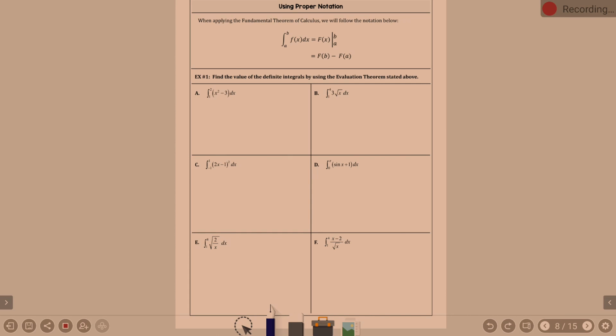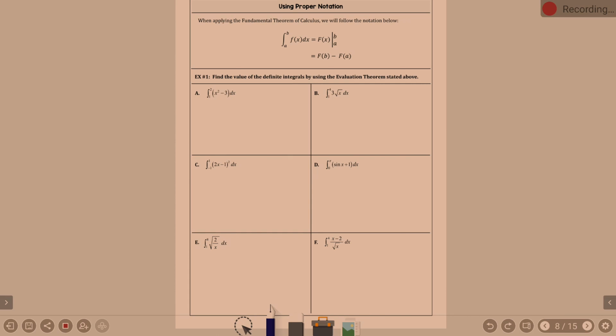Our goal will be to resist the calculators. You're going to love it. So, when applying the fundamental theorem of calculus, we will follow this notation. What's usually done is you take the antiderivative, capital F of x, and then we put a bar, which means evaluate, and we're going to evaluate it from a to b. Then we'll plug in b into it, minus, and we'll plug in a into it.